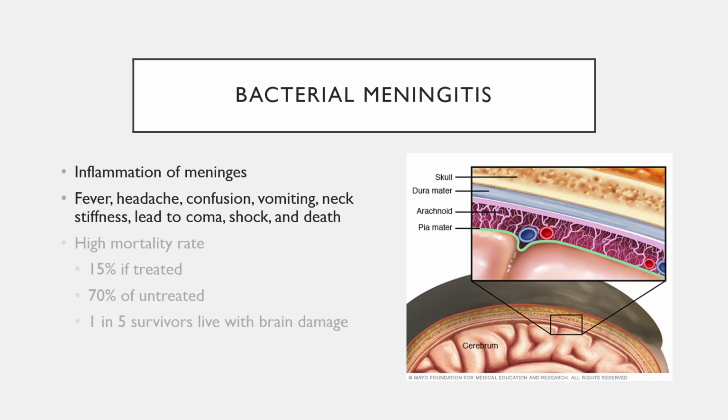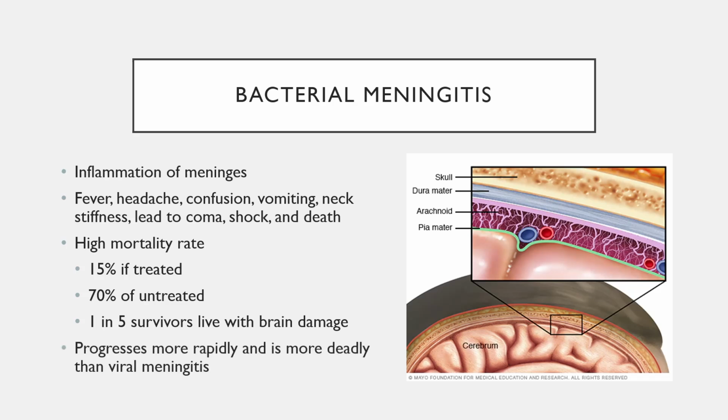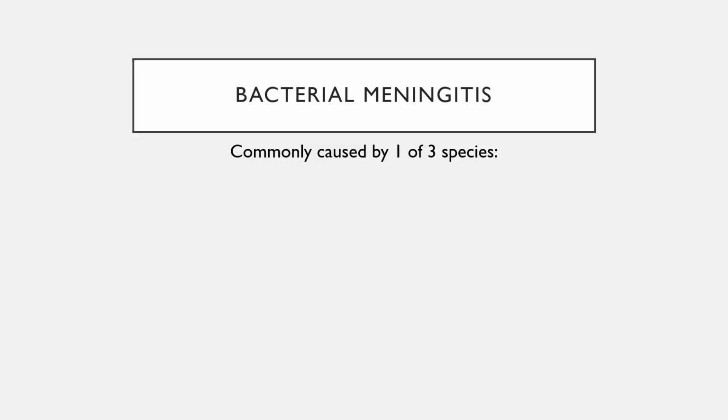It has a high mortality rate. Mortality rate is 15% if treated and 70% if untreated. And even if treated, 1 in 5 survivors usually live with lasting brain damage as a result of the inflammatory response that has occurred in their meninges. And as I said, bacterial meningitis progresses more rapidly and is more deadly than viral meningitis, although viral meningitis is more contagious. So bacterial meningitis can be caused by a wide variety of different species, but here we're going to look at the three most common.